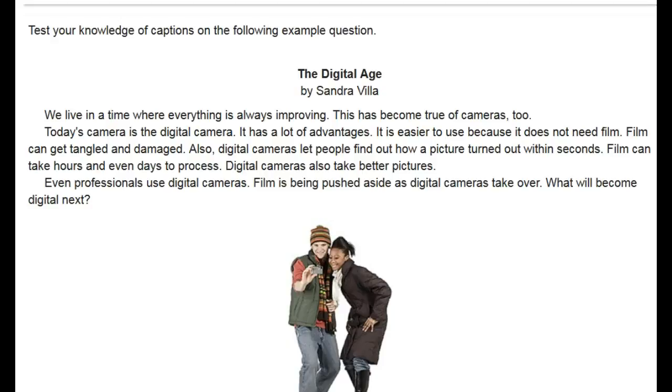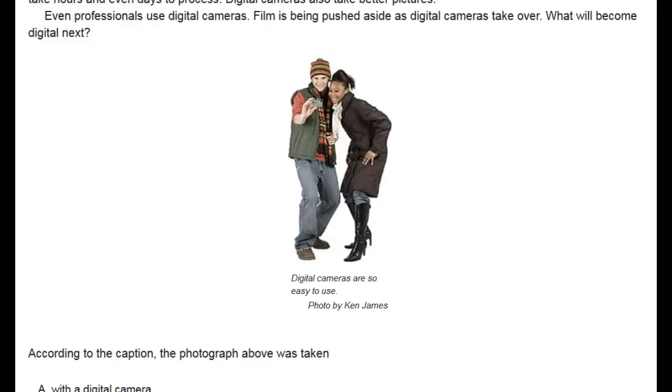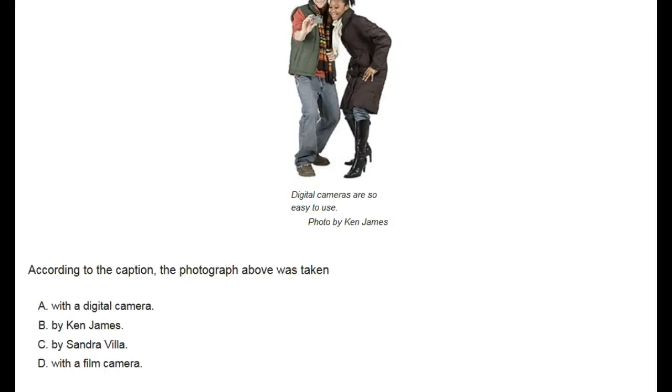Digital cameras also take better pictures. Even professionals use digital cameras. Film is being pushed aside as digital cameras take over. What will become of digital next? So take a moment and look at the picture, and here's the caption that goes with the picture. It says, digital cameras are so easy to use, and the photo was by Ken James. So if we refer to the caption, we can answer this question.